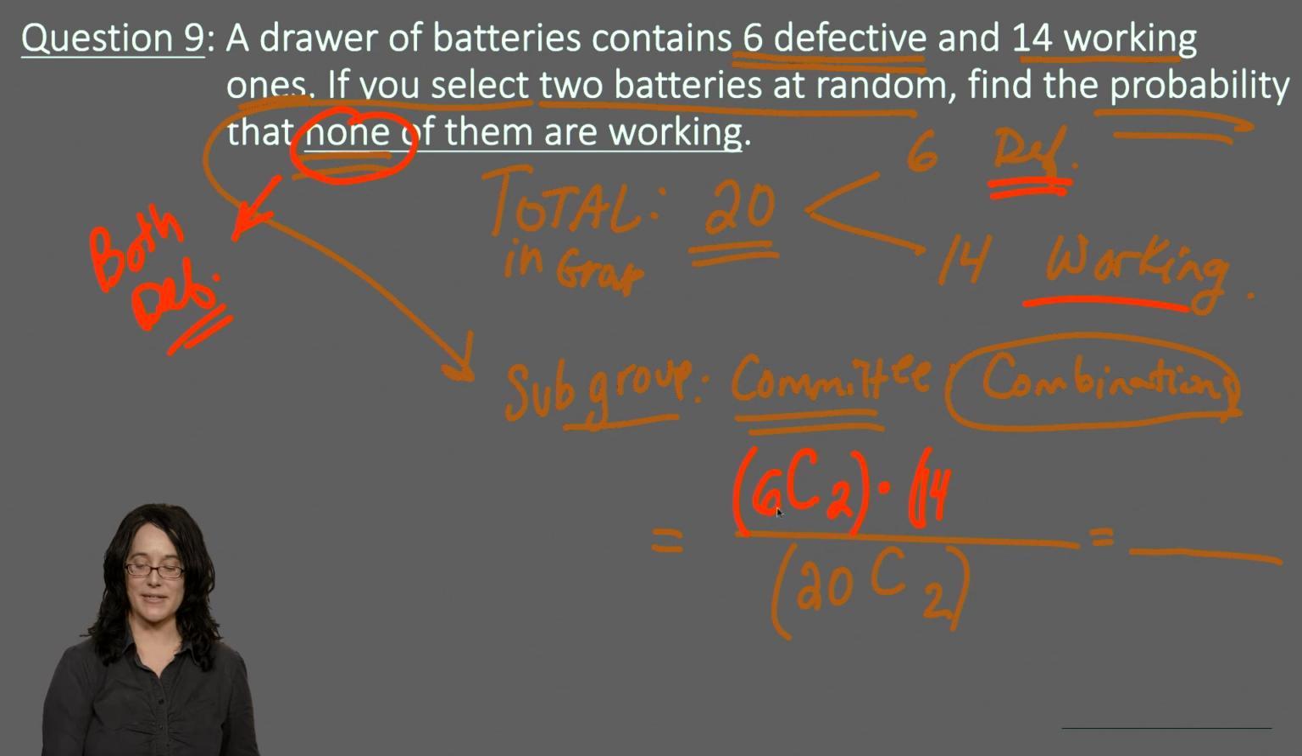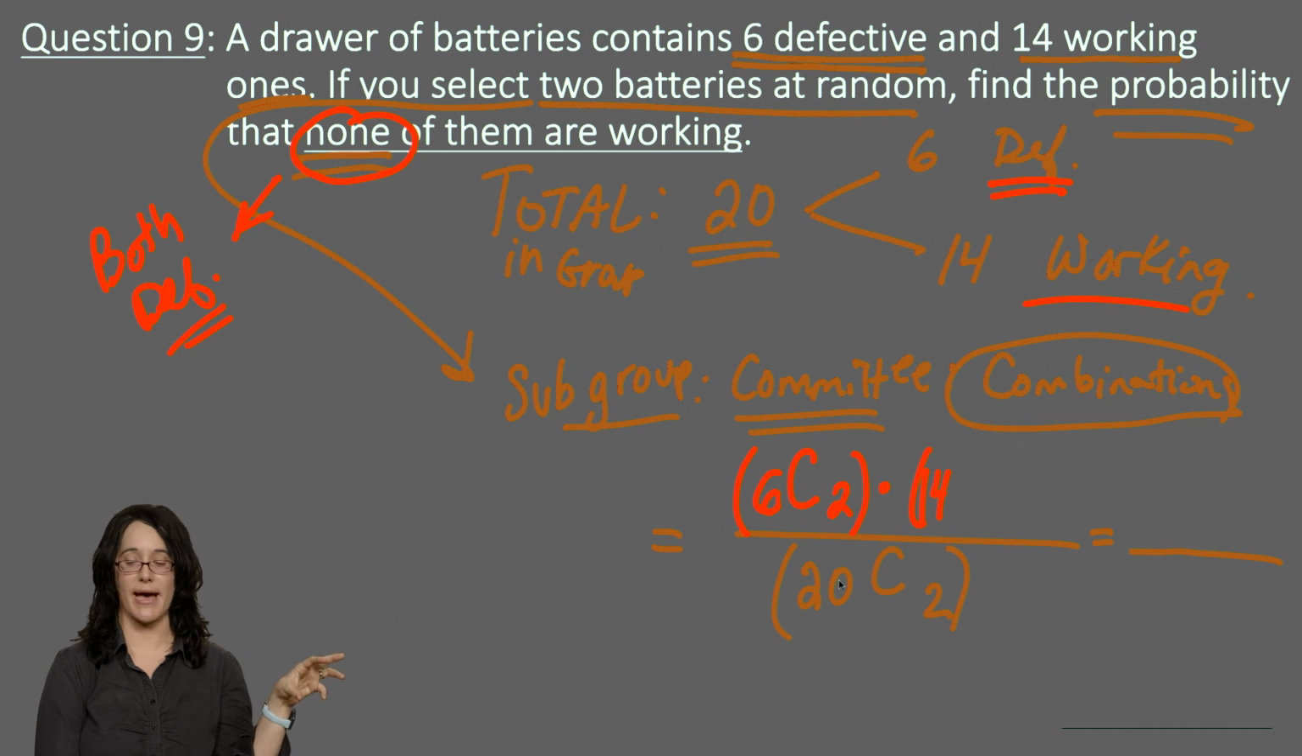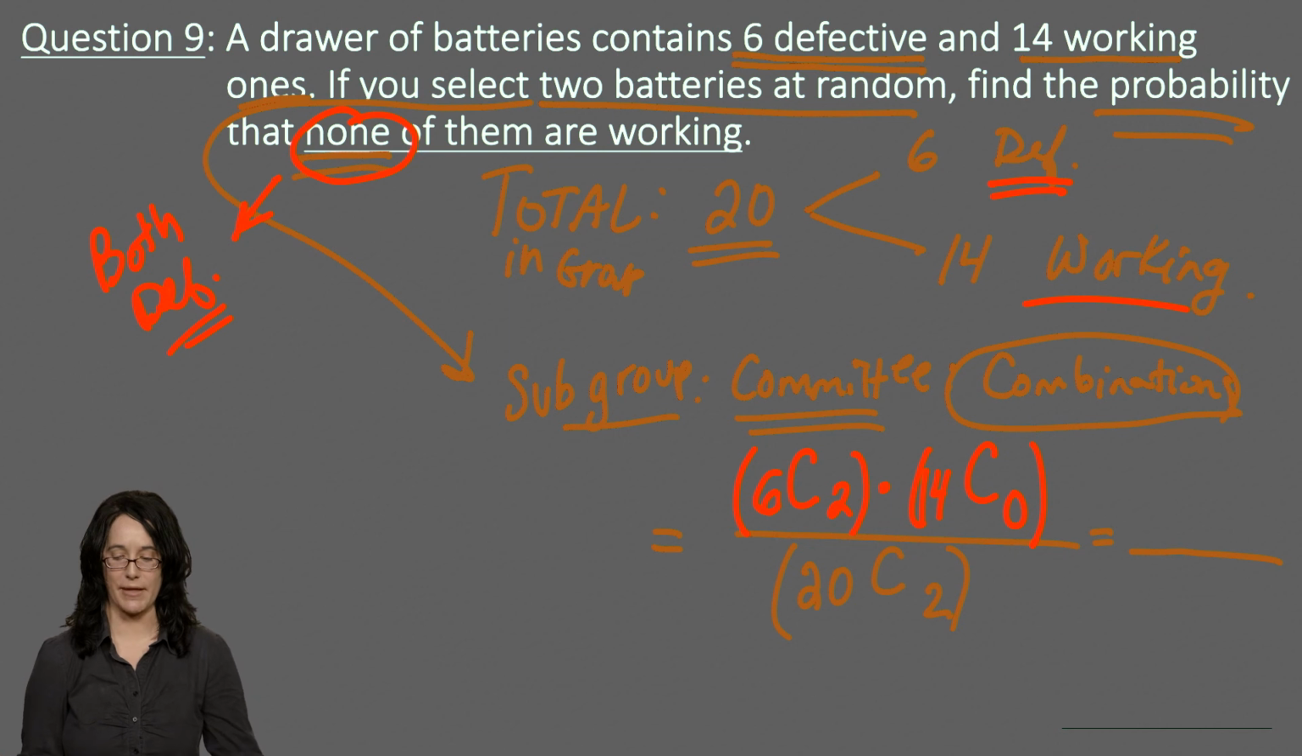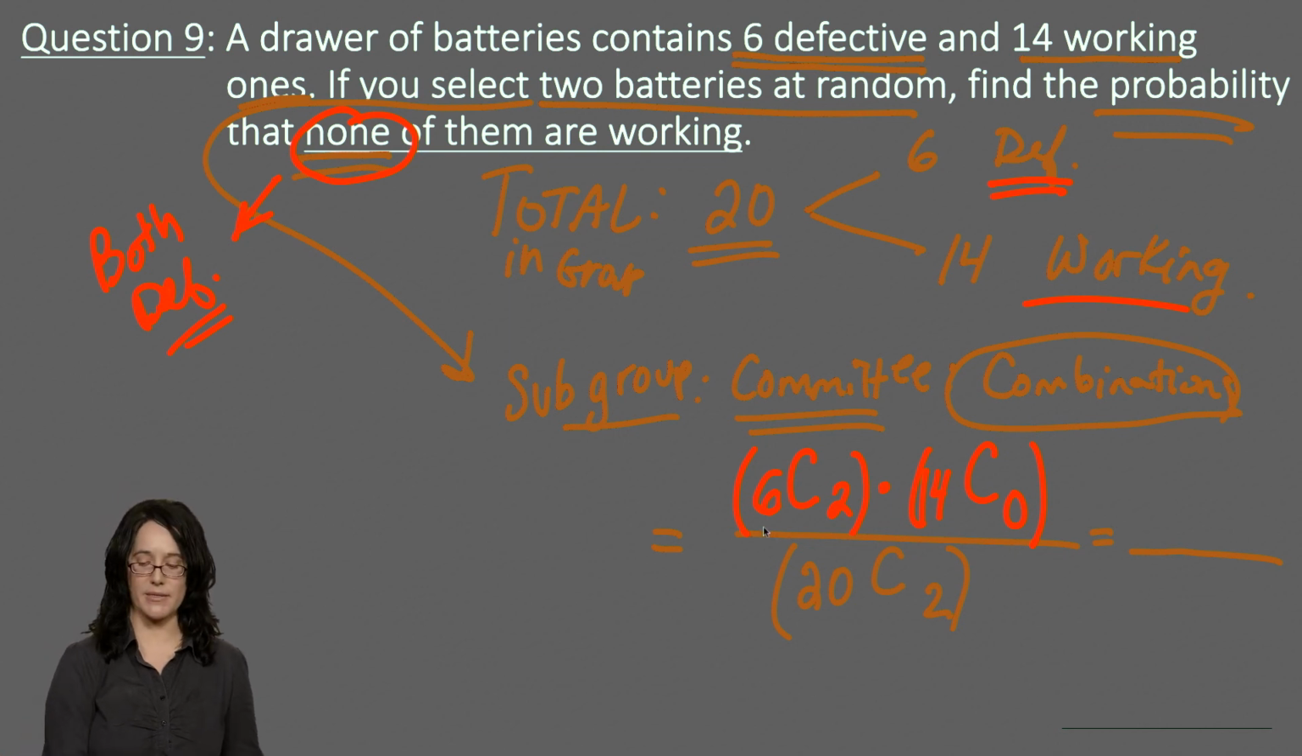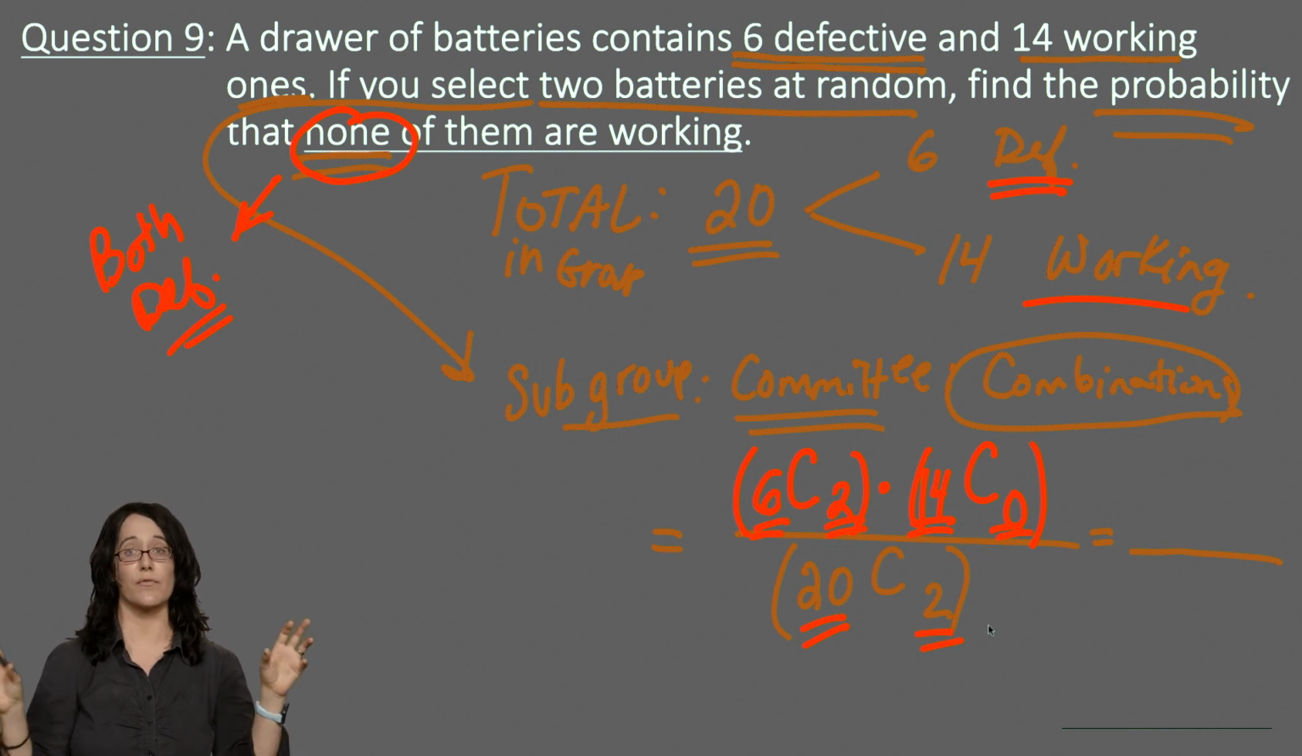Okay, so 6 combination 2 gives us the number of ways that we could select 2 defective batteries from the 6 that are in the batch. And now we're going to do 14 combination 0. That gives us the number of ways we can choose 0 of the 14 working batteries. Again, that will just be 1. There's only one way you can choose none of them, okay? But it's important to recognize that the 6 plus the 14 adds up to 20, and the 2 plus the 0 adds up to 2. You've accounted for every category.